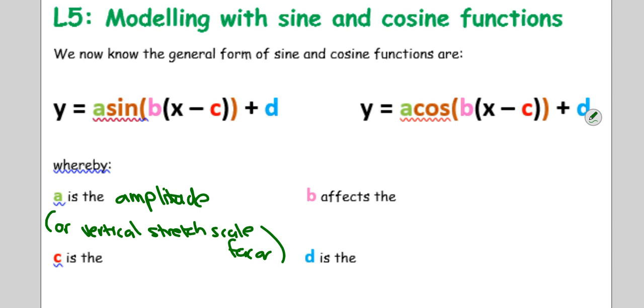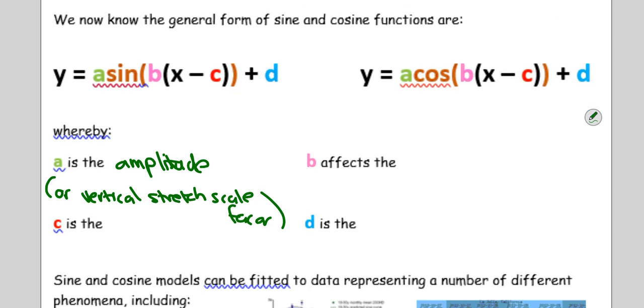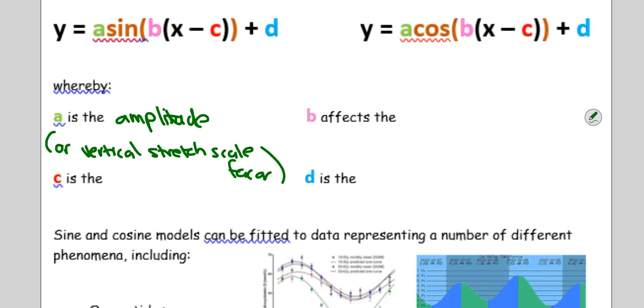B is not the period. It's 360 over the period. It affects the period. So period equals 360 degrees over B, or 2 pi over B. And that's the thing people do get caught out on. They think that B is the period, but it's not.